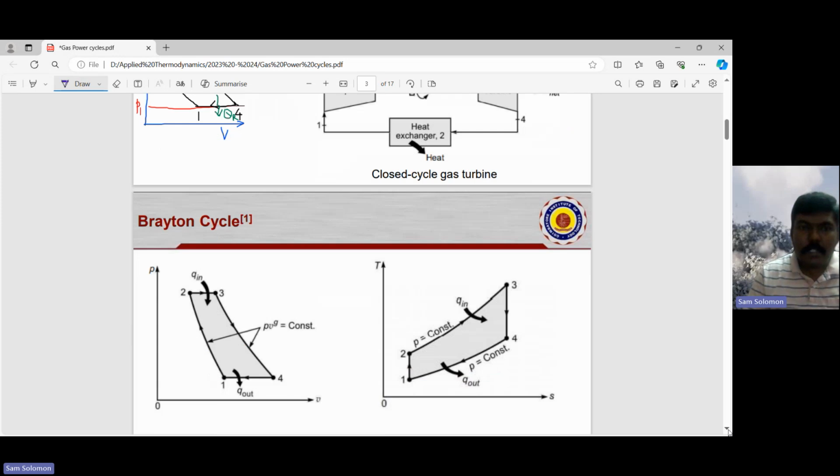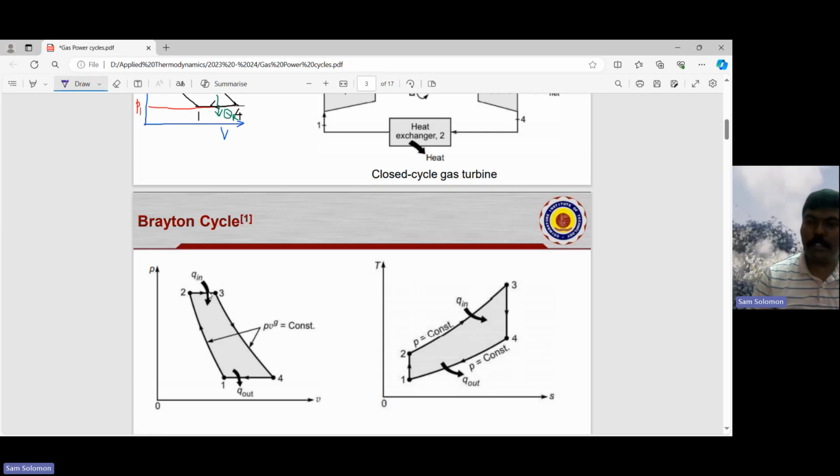So this is your Brayton cycle as I have shown here. Process 1-2 is isentropic compression. 2-3 is constant pressure heat addition. 3-4 is isentropic expansion. And 4-1 is constant pressure heat rejection.